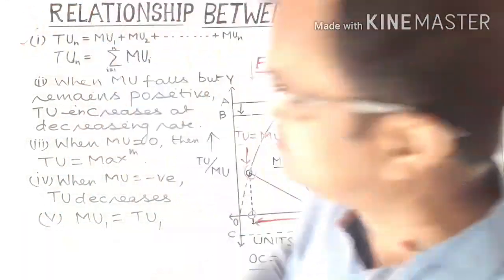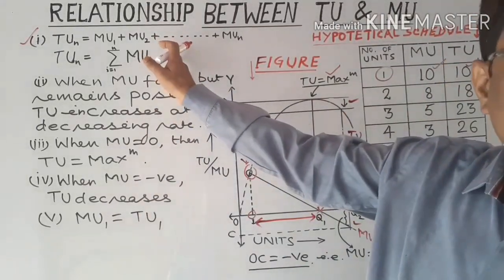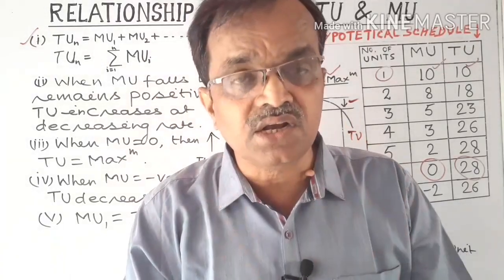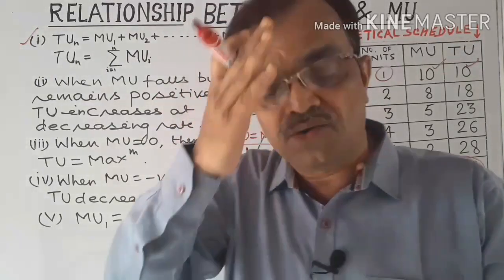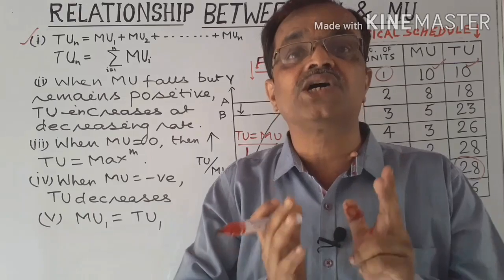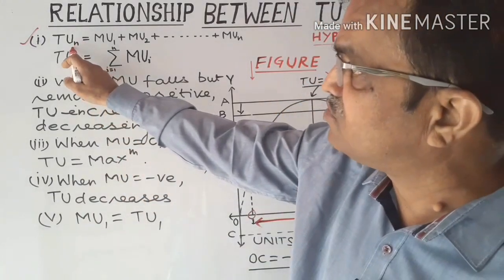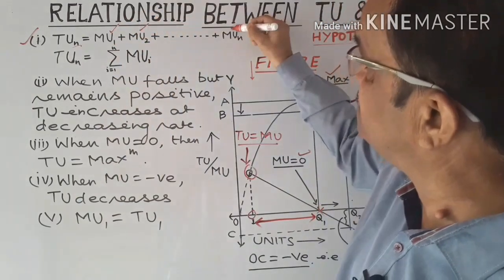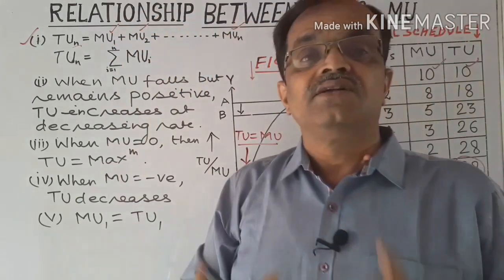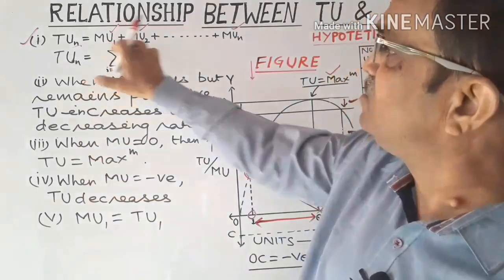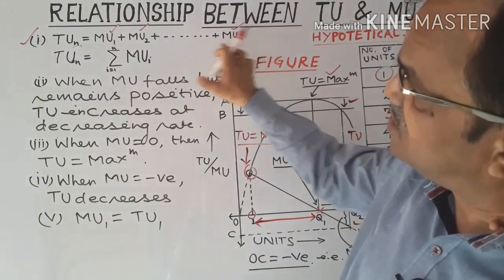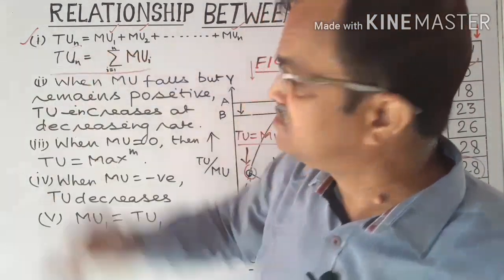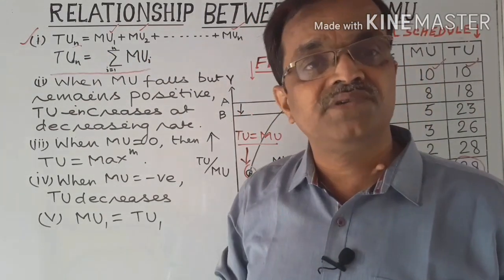First one, number one, that is also the definition. Total satisfaction, that is utility, is the sum total of the marginal utilities of all the units consumed of a commodity. That is TU_N, N meaning the number of units consumed. If it is N, then we get the total of each and every unit of marginal utility derived from those units, that is, MU1 up to the nth unit, we add everything, then we get the total, which can be written in the mathematical format like this, which I have already discussed in my previous videos.